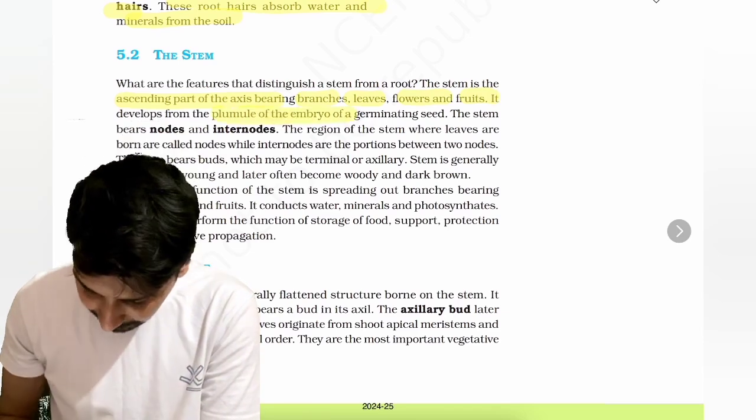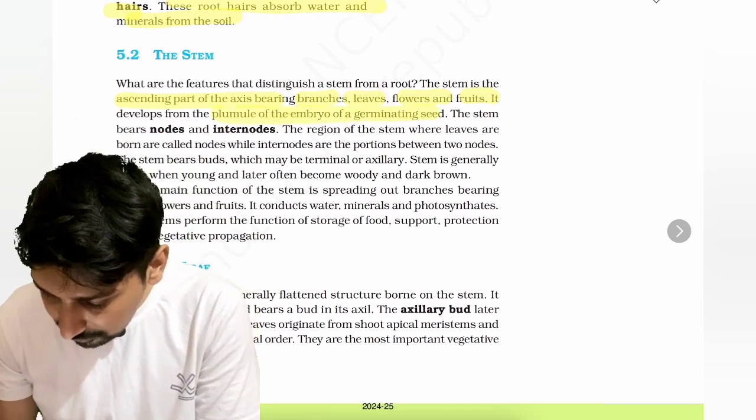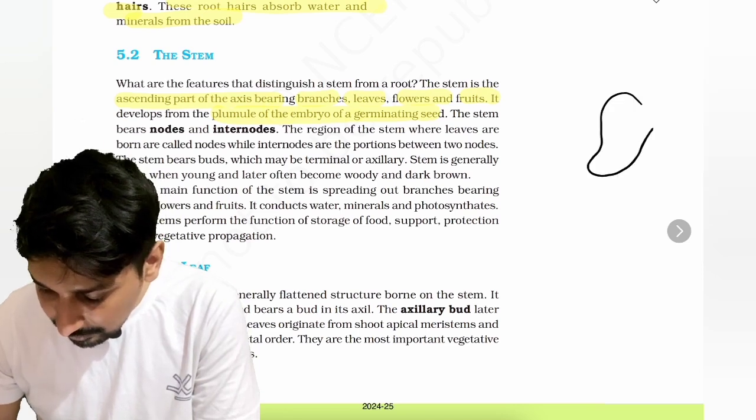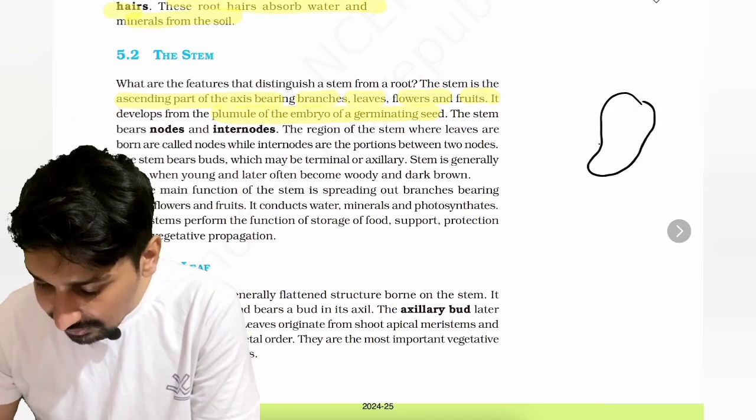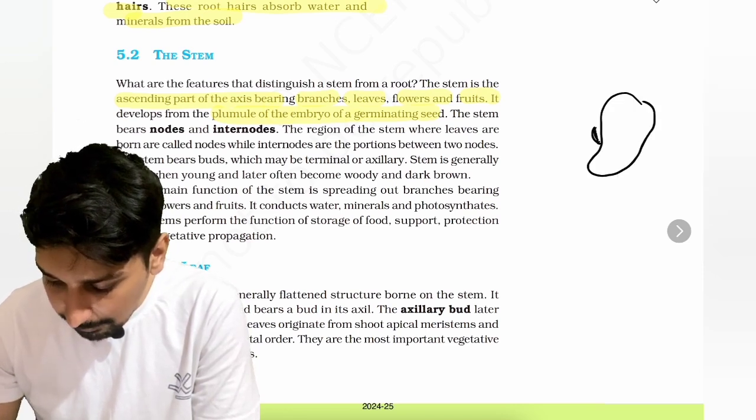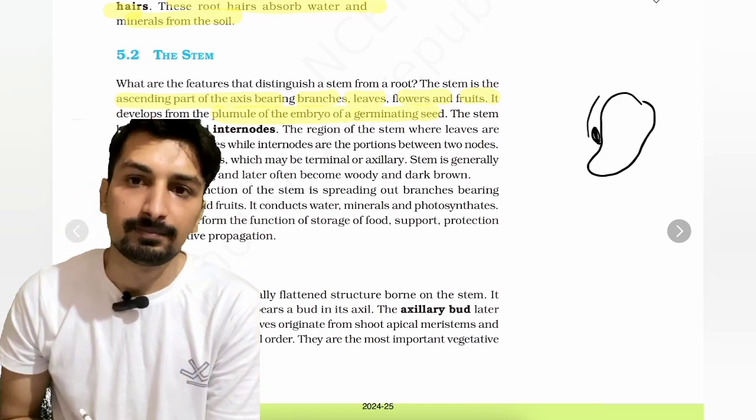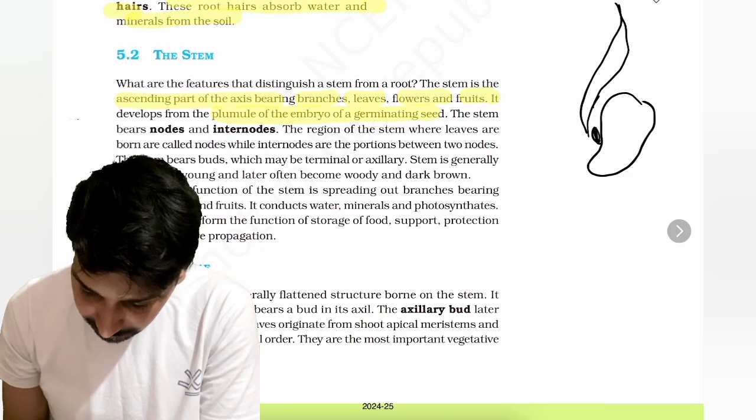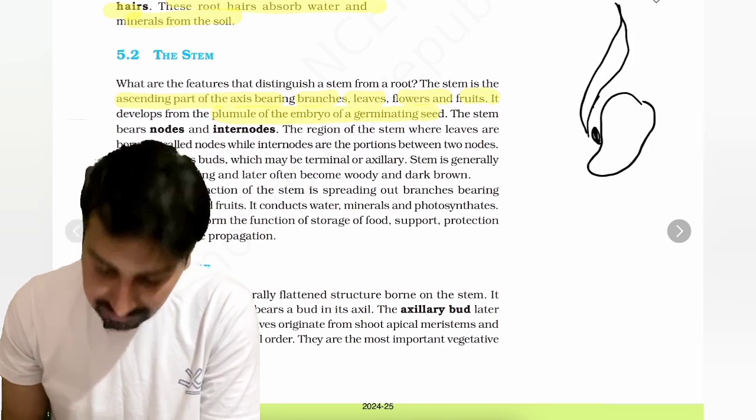So seed is having something known as plumule. For example, this is our seed. So seed will have a part known as plumule. For example, this is the plumule. This grows up into the stem. So plumule is a part of the seed that grows up into the stem. It has nodes and internodes.